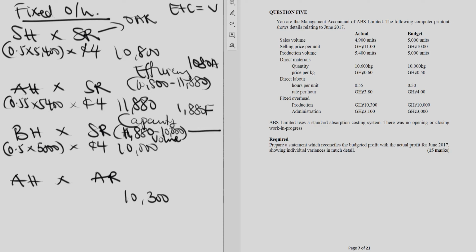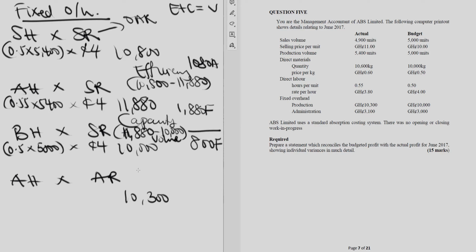Okay, so fixed overhead is actually made up of fixed overhead volume and expenditure, but you can break them into sub variances, which are efficiency and capacity. So I usually decide to add up the efficiency and capacity to get the volume. And this is negative 1,080 plus 1,880. And that gives us 800 favorable. Okay, so 800 favorable becomes our volume variance.